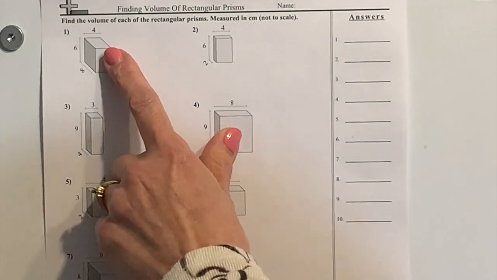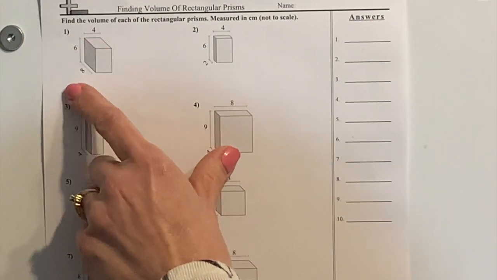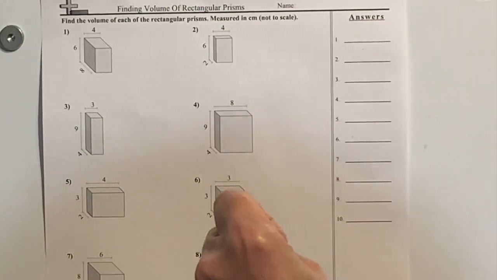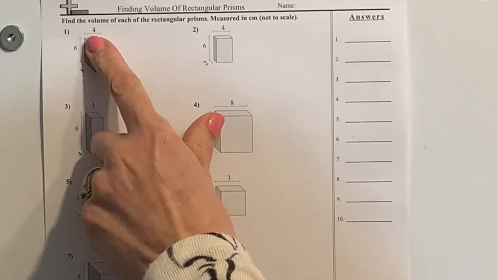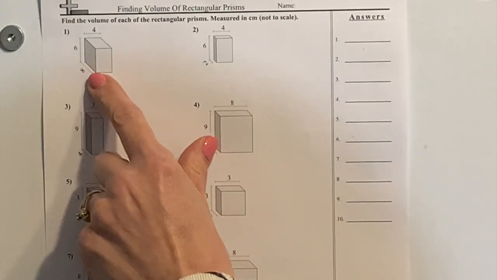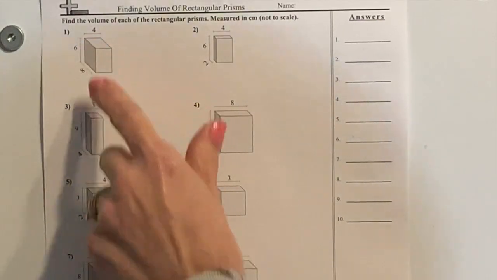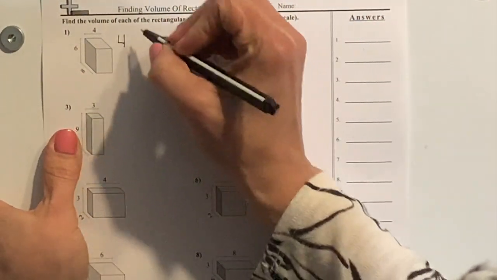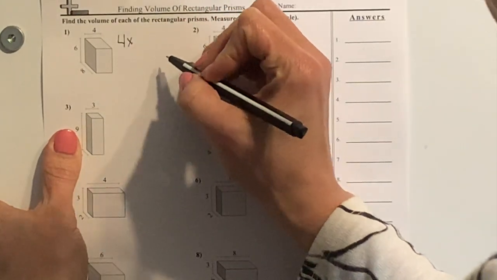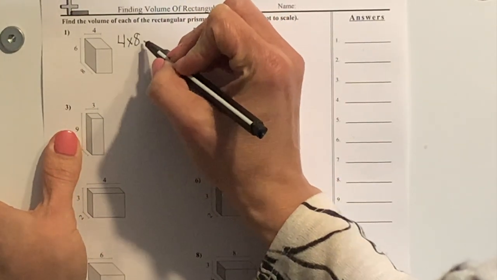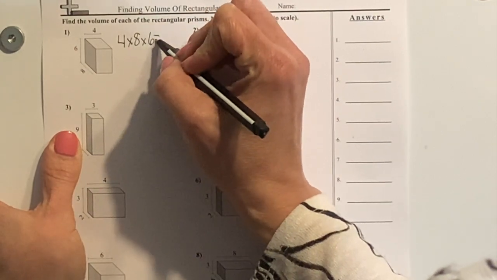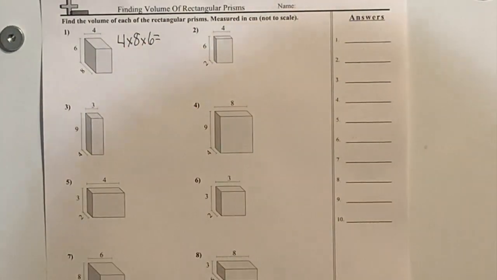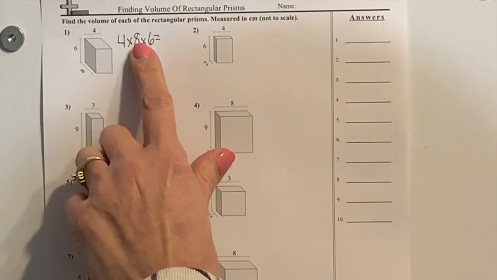And number 1 has 4, 6, 8. So we have to determine which is the length, which is the width, and which is the height. So we've got a length of 4, a width of 8, and a height of 6. So I'm going to go ahead and put the length times the width times the height. So now when I'm looking at this, I have to remember I'm multiplying left to right. So I'm going to start out with 4 times 8.